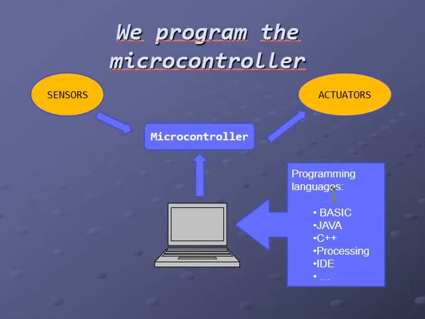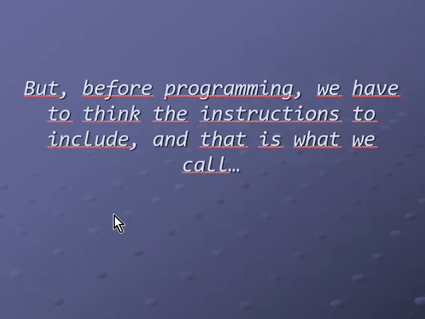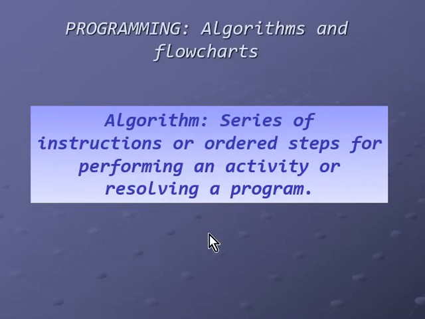Okay, so there are many different programming languages we can use in a computer. But before that, we have to think what type of instructions to include in the program. So it's a good idea that before designing the program itself, we remember the concept of algorithm. This is something you already studied. The algorithm is a series of instructions, of steps we have to follow to perform an activity.